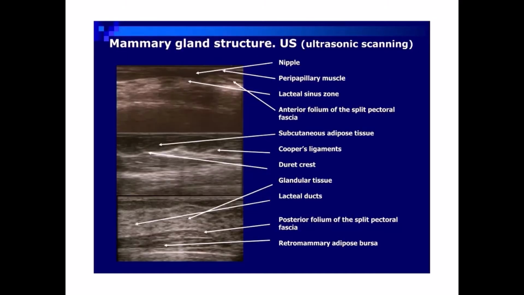Mammary gland, structure, ultrasonic scanning. Nipple. Peripapillary muscle. Lacteal sinus zone. Anterior folium of the split pectoral fascia. Subcutaneous adipose tissue. Cooper's ligaments. Durat crest. Glandular tissue. Lacteal ducts. Posterior folium of the split pectoral fascia. Retromammary adipose bursa.